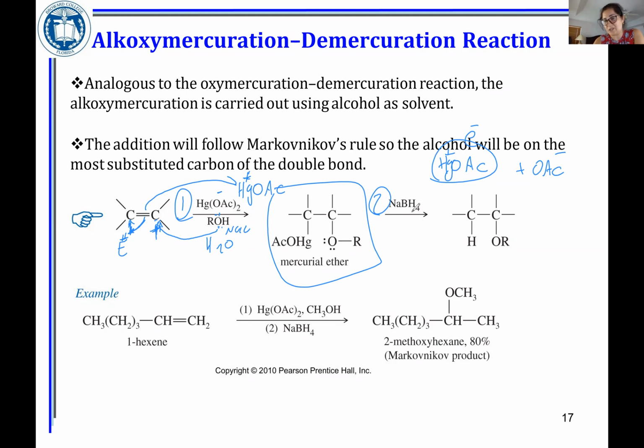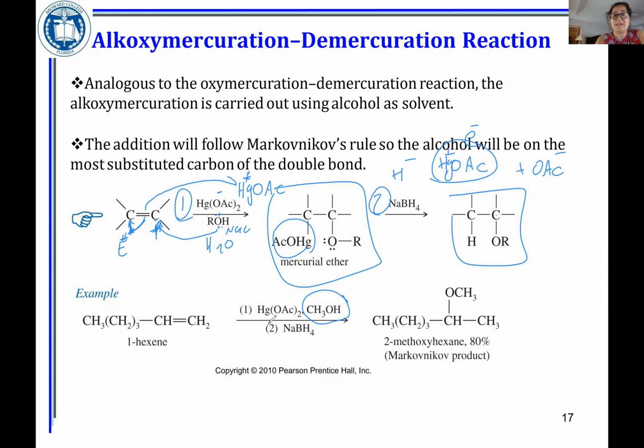In demercuration, reduction takes place. Basically, a hydride ion is going to replace this whole complex here, and you end up with the oxygen attached to two carbon bonds, which is an ether. With this example that we have here, I just want to show you what the net result is. The net result of oxymercuration, demercuration, because for multiple choice questions you don't really need all the intermediates, you often need the final product, is addition, or indirect addition, of alcohol to a carbon-carbon double bond.